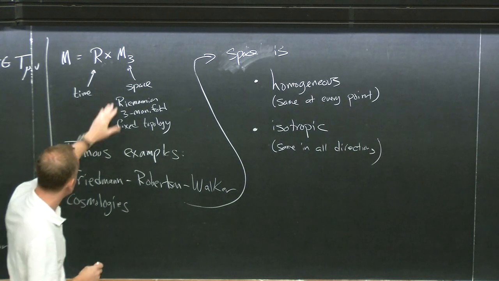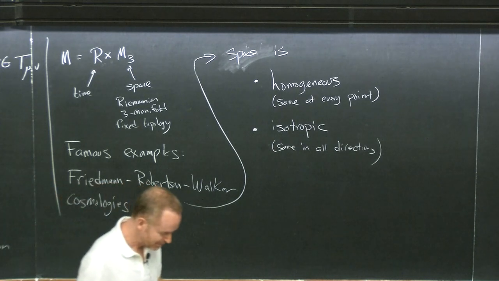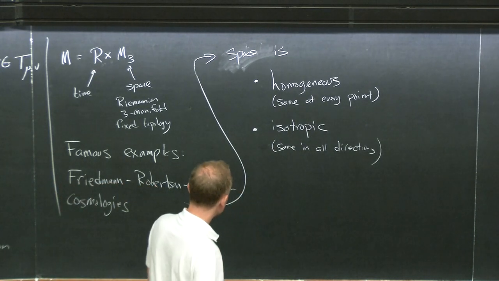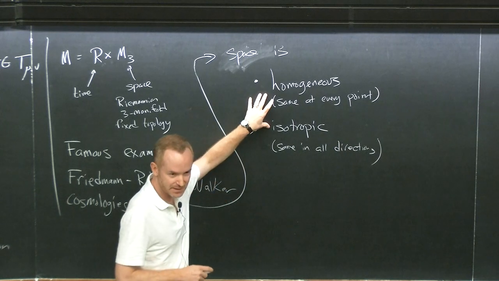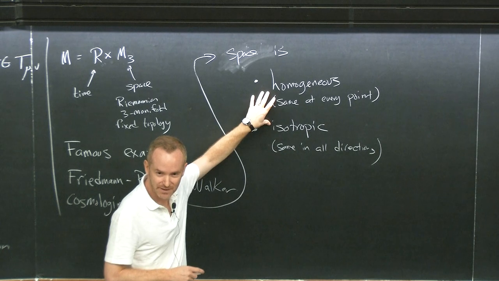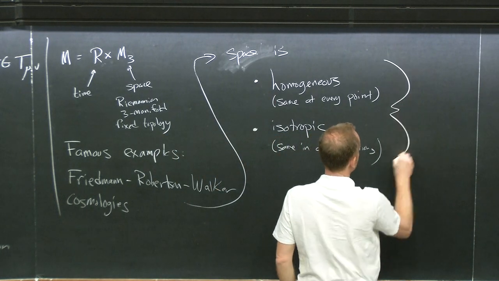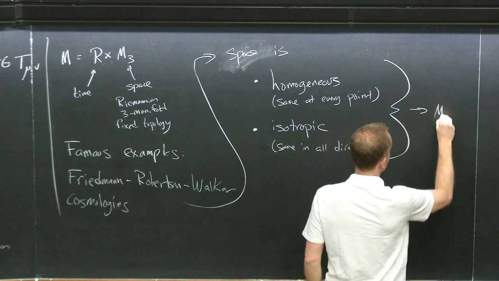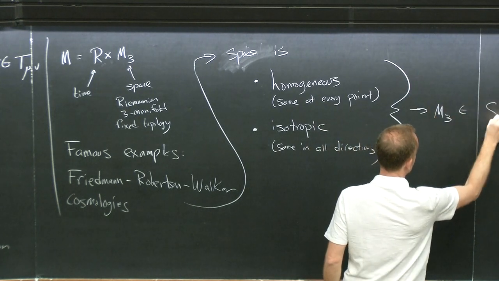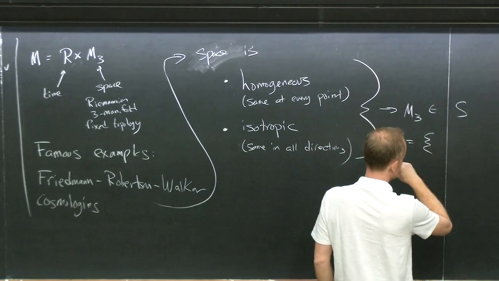But that's right, so fixing the topology certainly doesn't fix the metric, and it also doesn't fix the Ricci scalar or the Ricci tensor, but it does have some implications. And one of those implications is that there are actually only four possibilities for which it's possible for space to be homogeneous and isotropic. People often say there are three because they forget one. There are four. So if we want to make this assumption, M3 should be an element of the set S, where S is four manifolds.